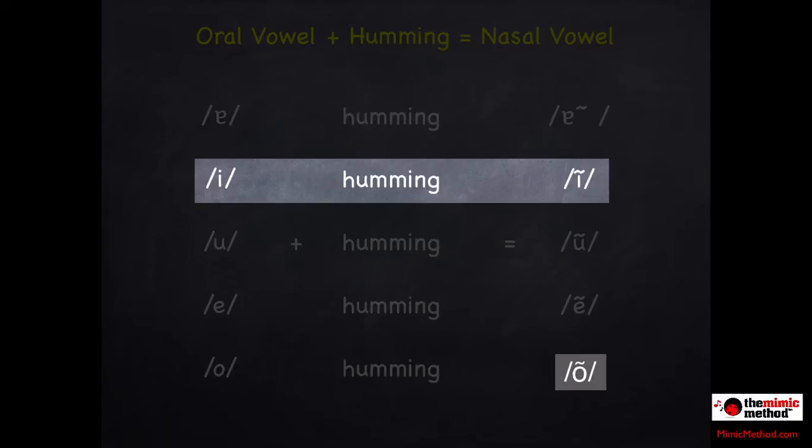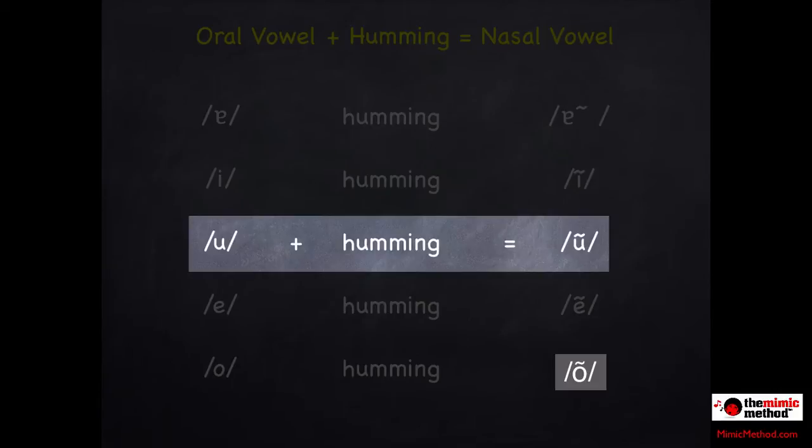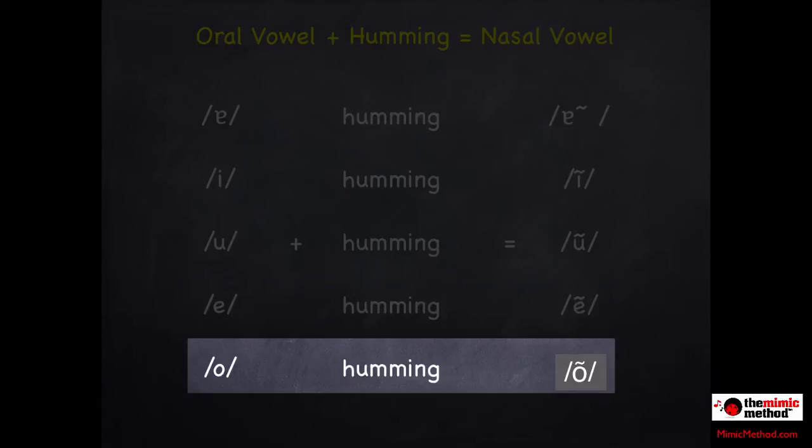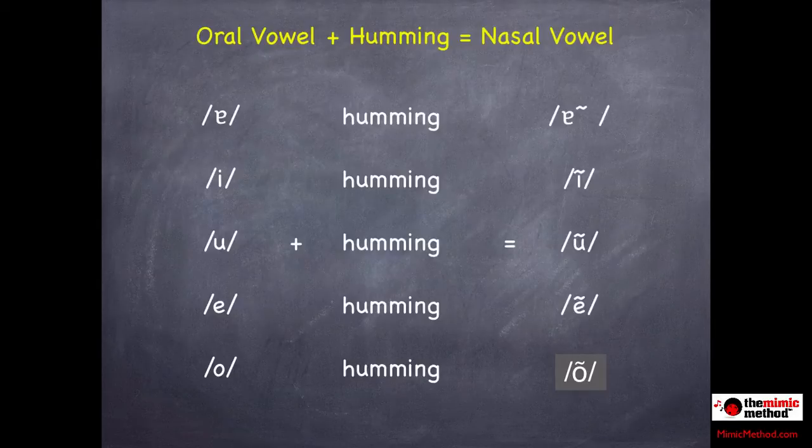E, e, ooh, eh, eh, oh, oh. These are actually the 5 nasal vowels of Portuguese.